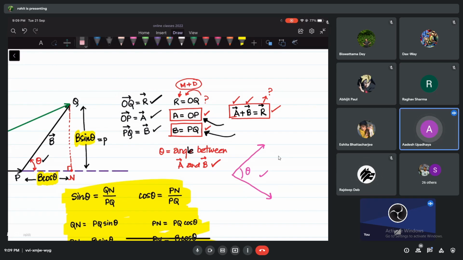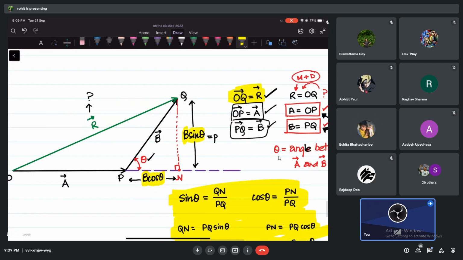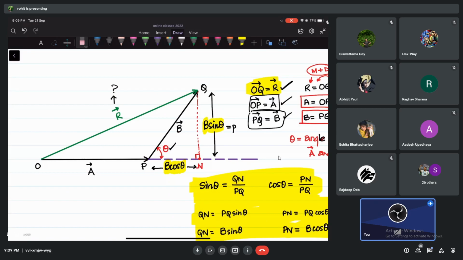Think and tell me: do I know the angle between A vector and B vector or not? Yes, I know the direction of A vector and the direction of B vector, which means I know the angle between them. I think you guys are clear. What we don't know is the R vector, and that is what we're looking for. Please don't forget this. So I'm asking you again: do you know this theta or not?